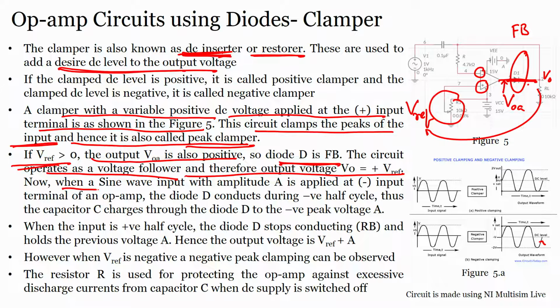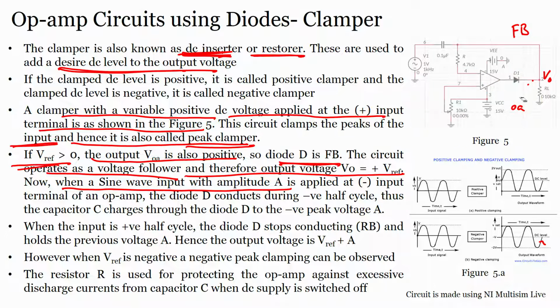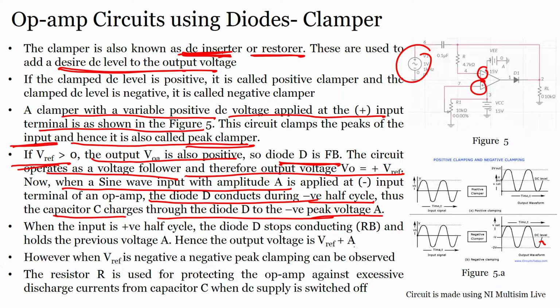Now, when a sine wave input voltage with amplitude A is applied, what is very important to understand is that we are applying a DC voltage at the non inverting terminal, but a sine voltage at the inverting terminal. The diode D conducts only during the negative half cycle. During the positive cycle the inverting input will be higher, so the diode does not conduct. Thus, the capacitor C charges through the diode to the negative peak voltage.